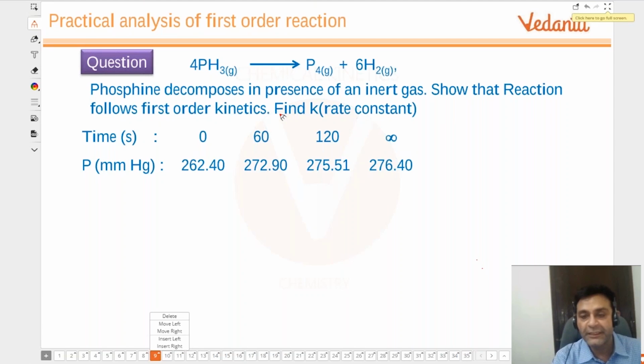Phosphine decomposes in the presence of inert gas. Show that the reaction is first order. Find the rate constant K. It means if I find the rate constant at different intervals, and that comes out to be the same, then this reaction is of the first order, right? This is the only concept that we know. So what we have got is at time zero, it is this. At 60 seconds, at 120 seconds, at infinite time, pressure is given to us.